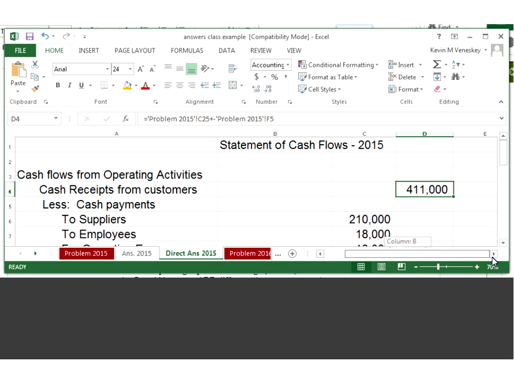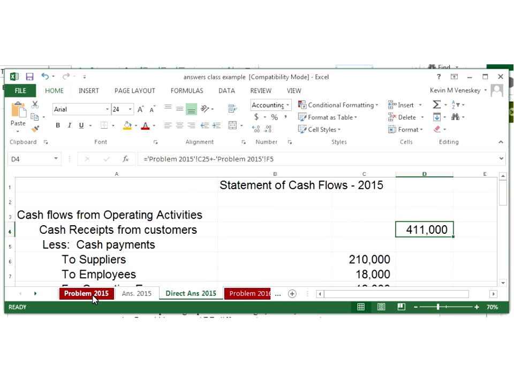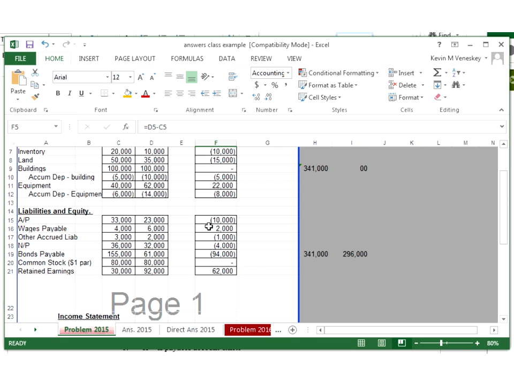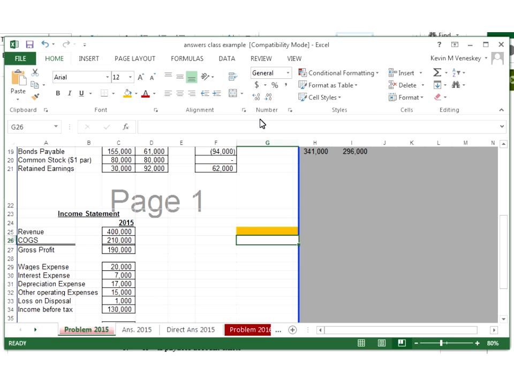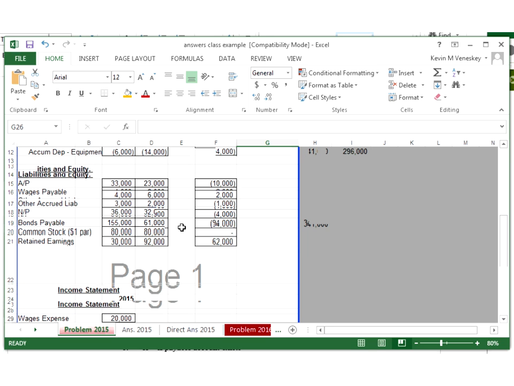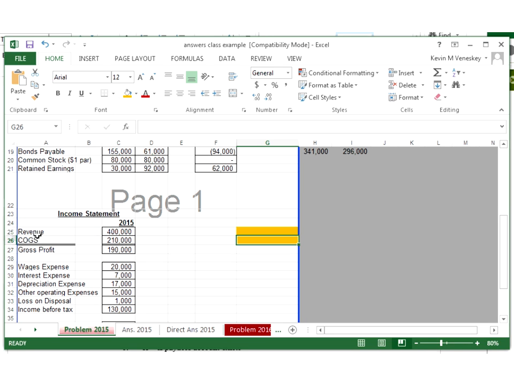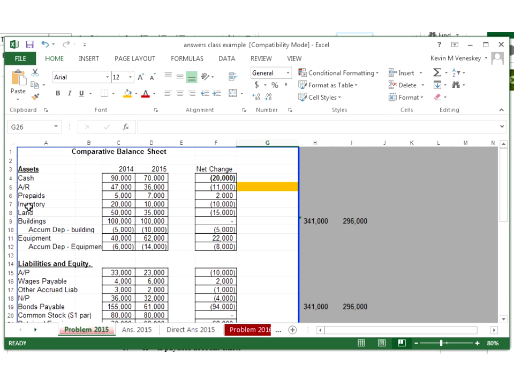Now, cash to the suppliers. As you'll see, I have three different things going on here. Cash to the suppliers, I say it's 210,000. You might think that just comes from the cost of goods sold. Well, true, it comes a little bit from there. That's part of it, 210,000. And then we need to look at our actual inventory, because remember, we're paying out money to our suppliers. One of the big suppliers is when we buy inventory or raw materials.